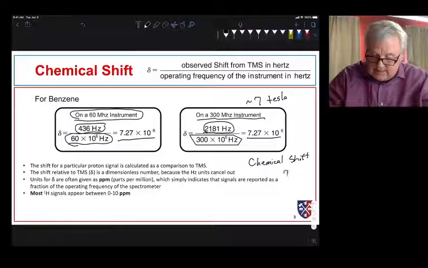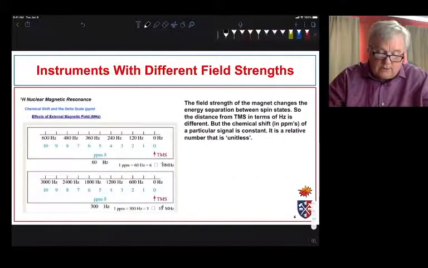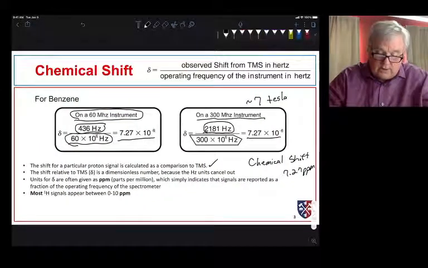In this instance, it's 7.27 parts per million. So the shift of our particular proton signal is calculated in comparison to TMS. The hertz cancel out. We're dividing hertz by megahertz, so it's a unitless number. But when we talk about parts per million, it indicates that the signals are reported as a fraction of the operating frequency.